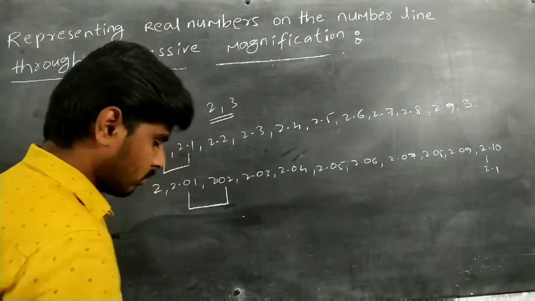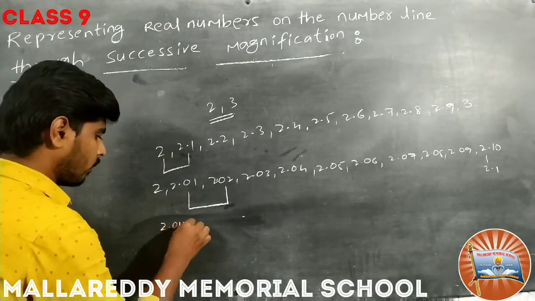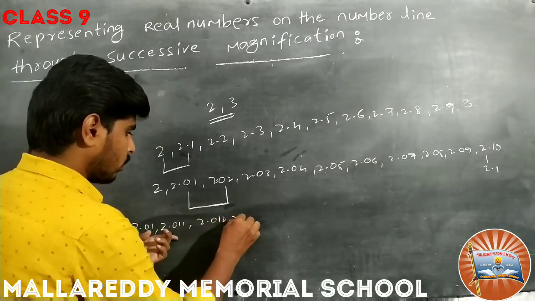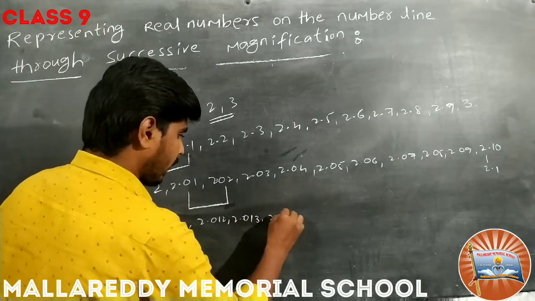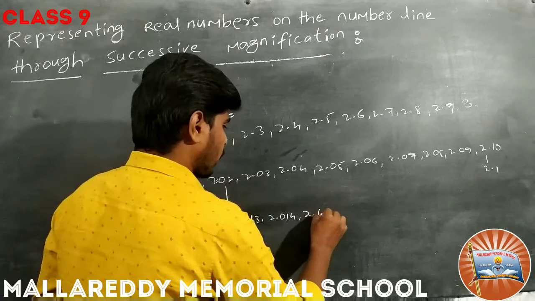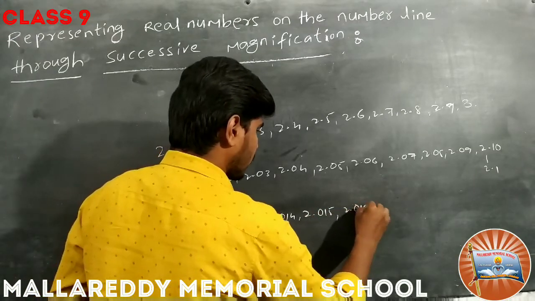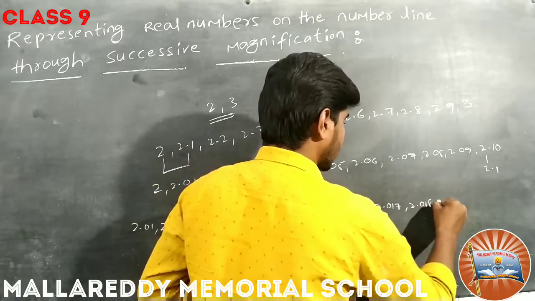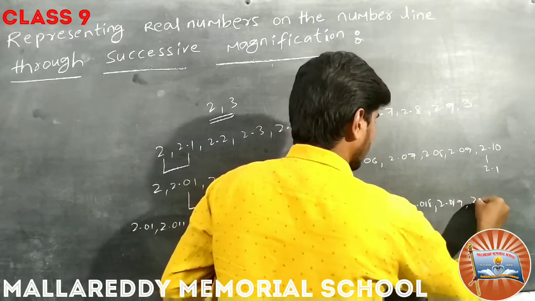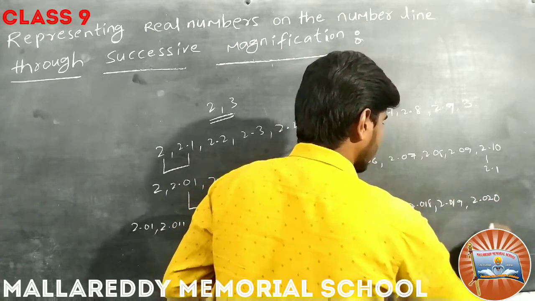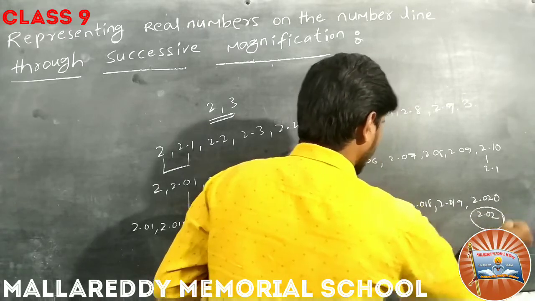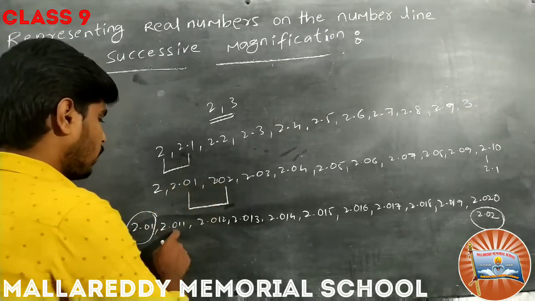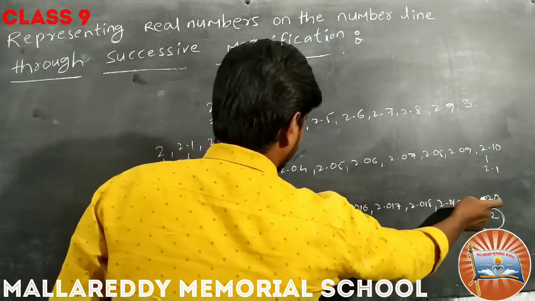Look here: 2.011, 2.012, 2.013, 2.014, 2.015, 2.016, 2.017, 2.018, 2.019, 2.020, it is nothing but 2.02. So here I have written between 2.01 and 2.02 these 9 numbers: 1, 2, 3, 4, 5, 6, 7, 8, 9.